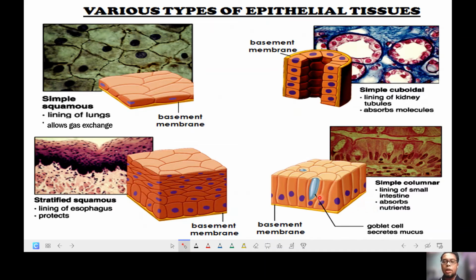And if you notice, some of the columnar epithelial cells will be slightly different in structure. And this type of epithelial cell is actually modified to become the goblet cell. And the goblet cell has a specific function to secrete mucus. This will allow a smoother movement of things inside the intestine.